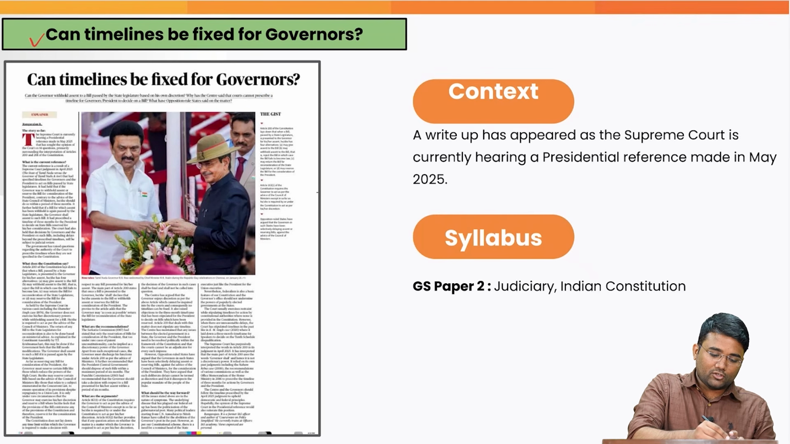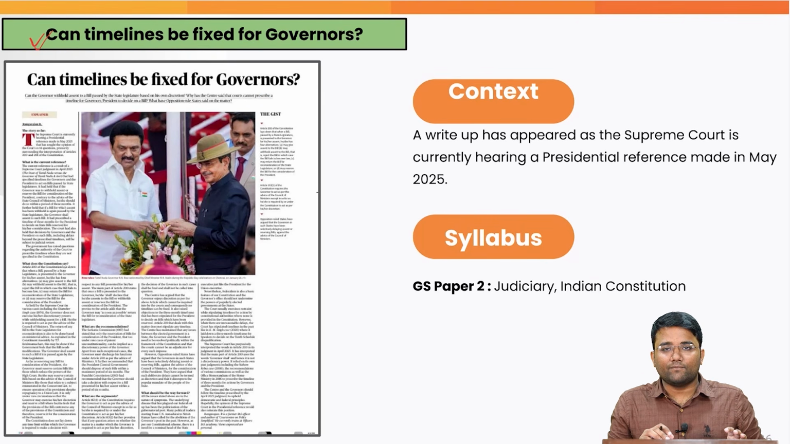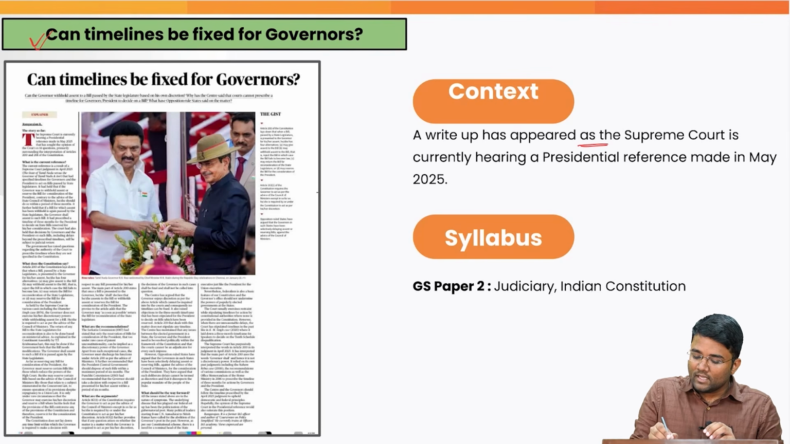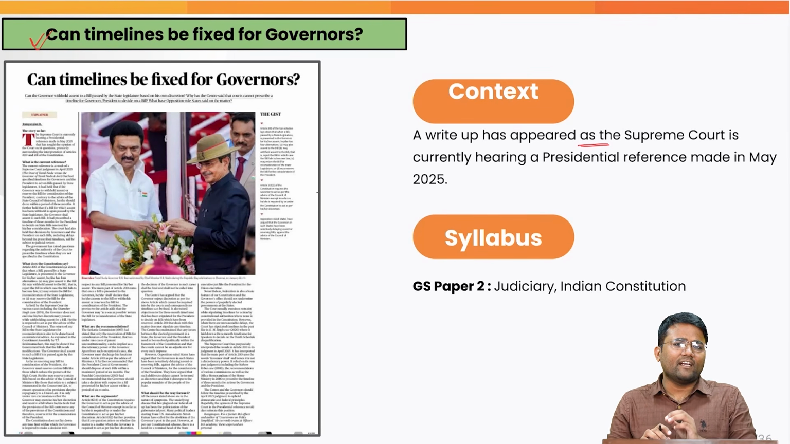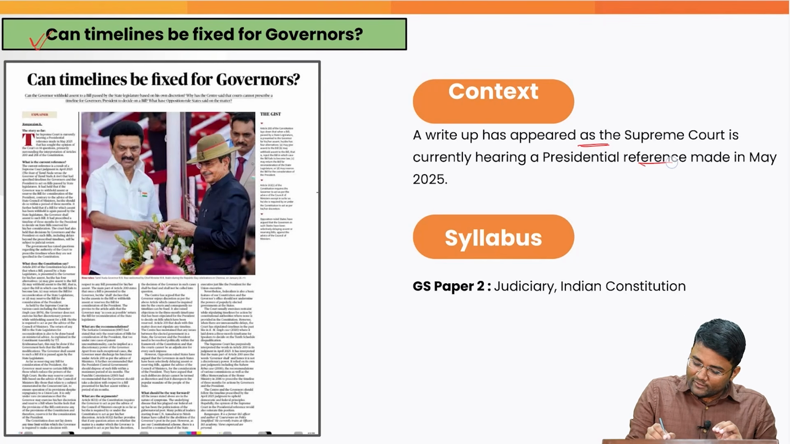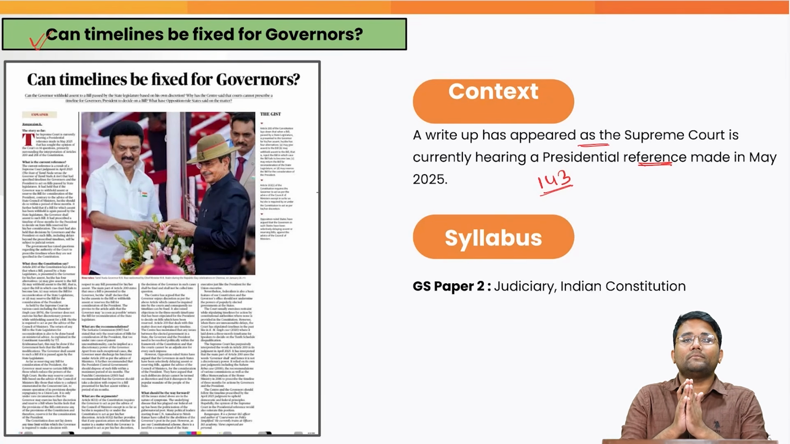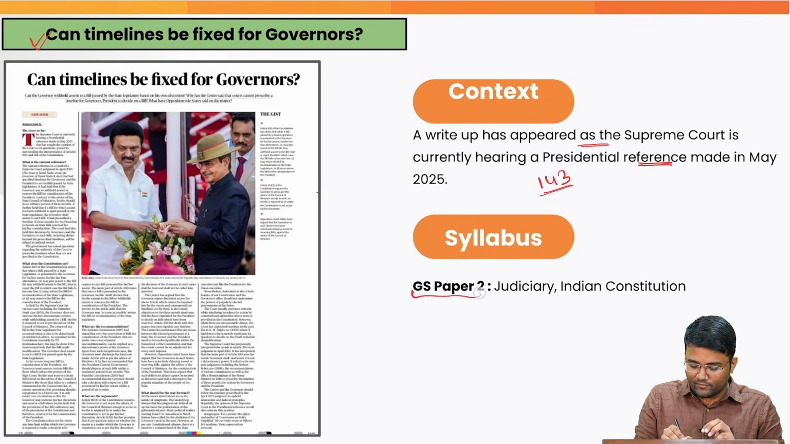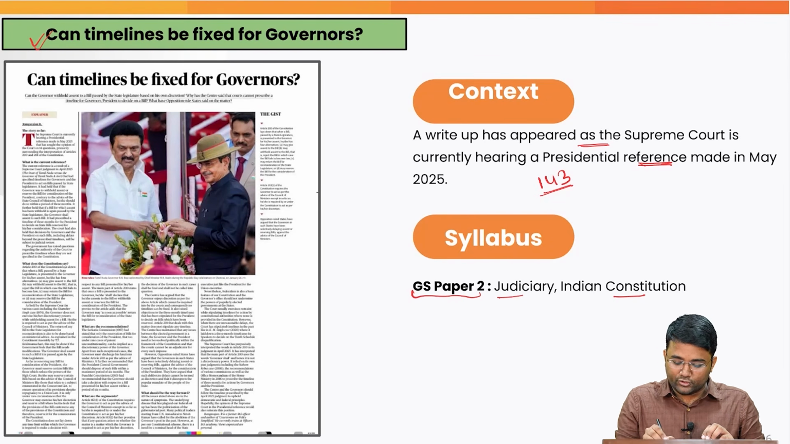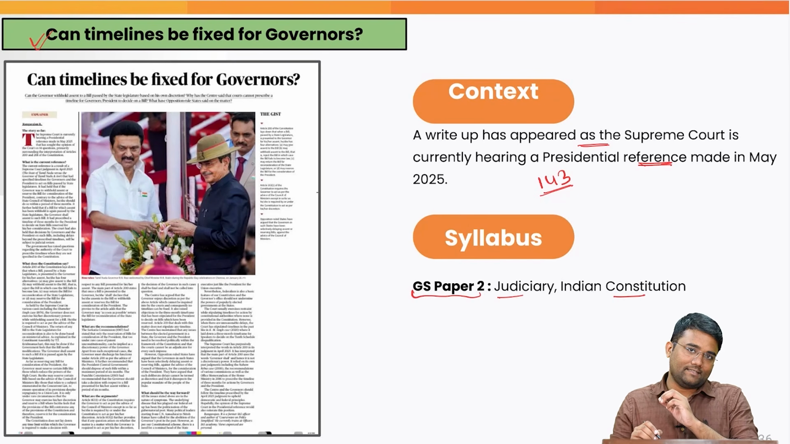So let's start with the first topic, that is, can timelines be fixed for governors? The context of this topic is that a write-up has appeared as the Supreme Court is currently hearing a presidential reference that was made by the Honorable President of India under Article 143 of the Constitution, and this reference was made in the month of May 2025. And this particular topic pertains to the syllabus of your GS paper 2, Judiciary, Indian Constitution, Parliament, State Legislatures.